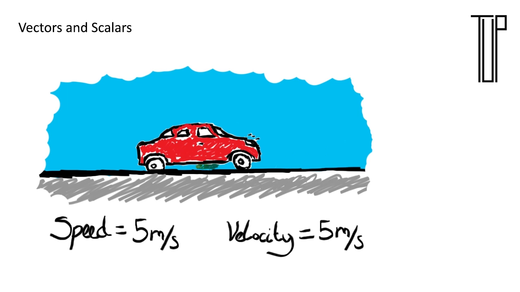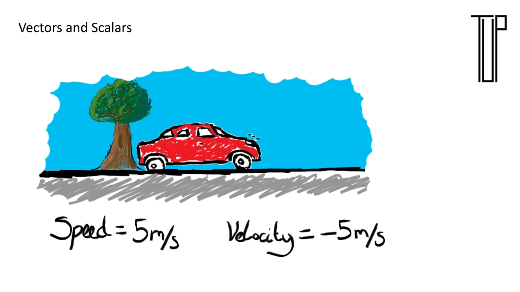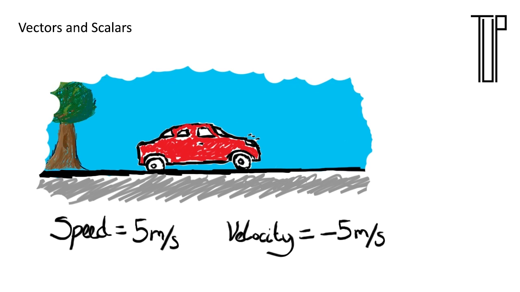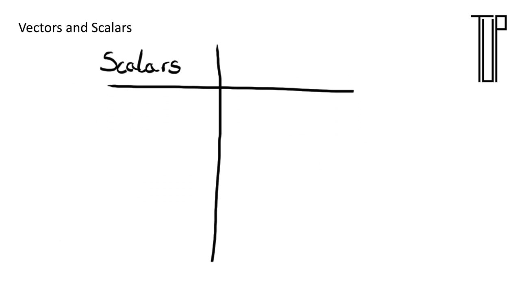Velocity is a vector. If the car then stops and reverses at 5 meters per second, then the car still has a speed of 5 meters per second, as speed is a scalar and only relies on the magnitude. But the velocity would be minus 5 meters per second, as velocity is a vector and relies on magnitude and direction.